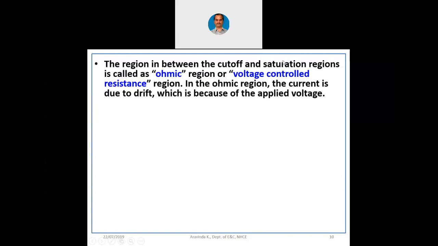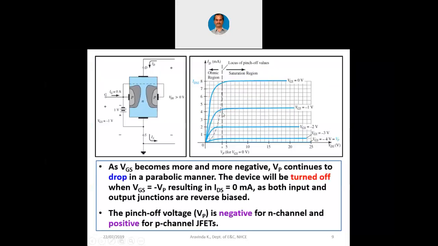The region in between the cutoff and saturation regions is called the ohmic region or voltage controlled resistance region. In the ohmic region, the current is due to drift, which is because of the applied voltage. This region is called the ohmic region or the linear region. We also call it the linear region in MOSFET. Ohmic and linear are one and the same. V equals I into R is nothing but ohmic also and linear also. Whereas the upper region here is called the saturation region and the lower region is called the cutoff region.